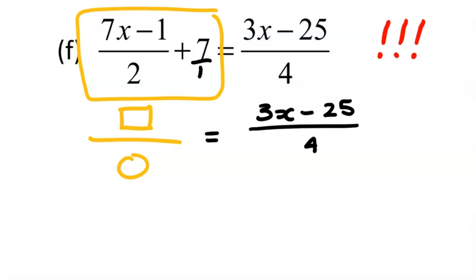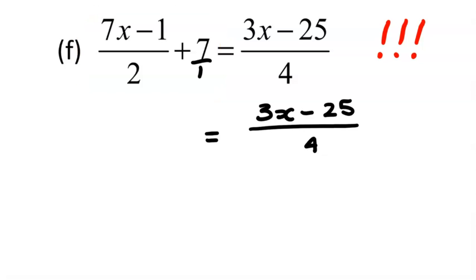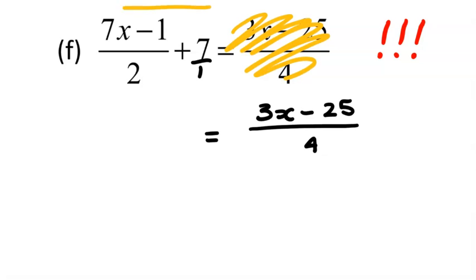So I've done rectangle over sort of an ovally shape. So if I did that, let's just focus in on this. So we'll ignore this for a moment and just zoom in here. We've got 7x minus 1 over 2, and we've got 7 over 1.